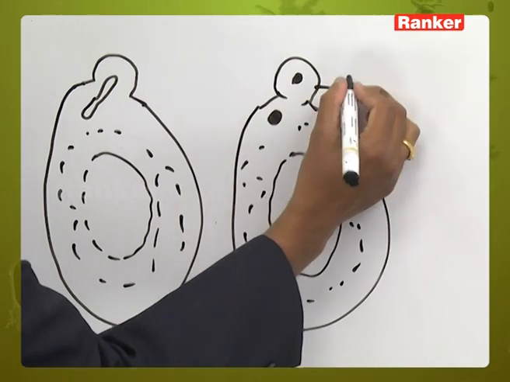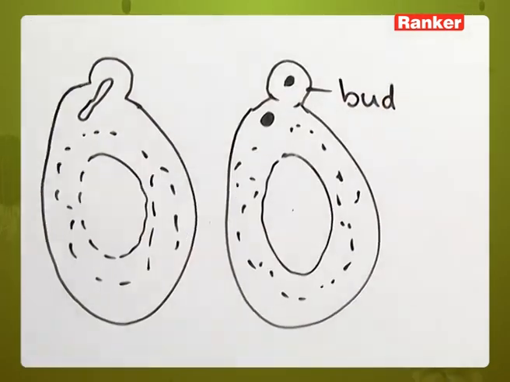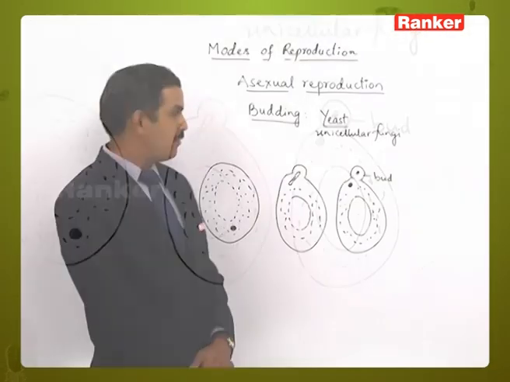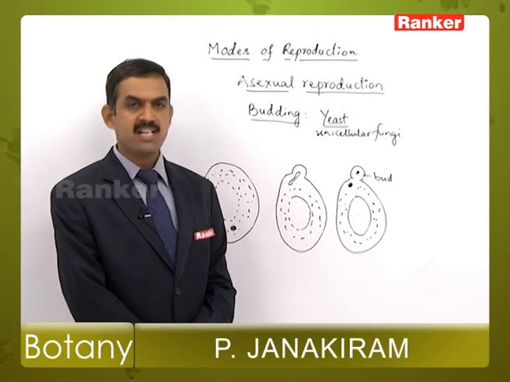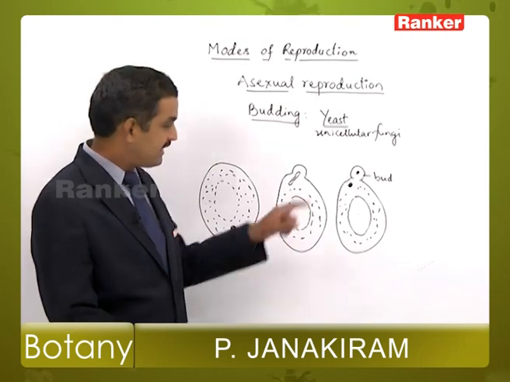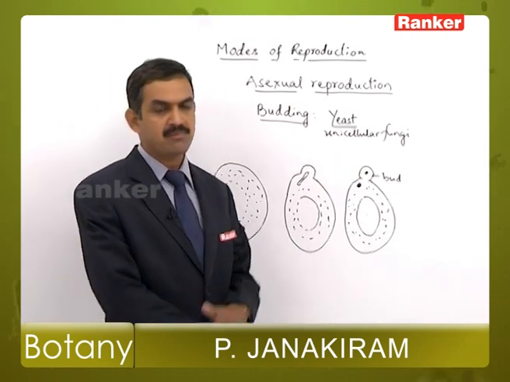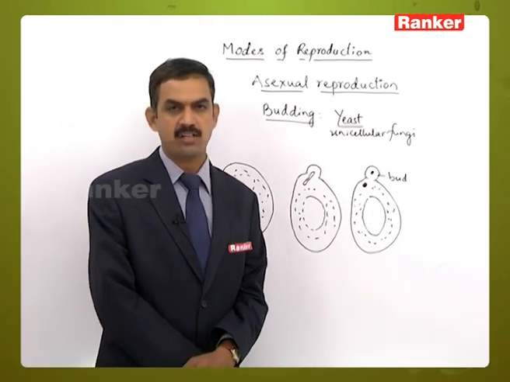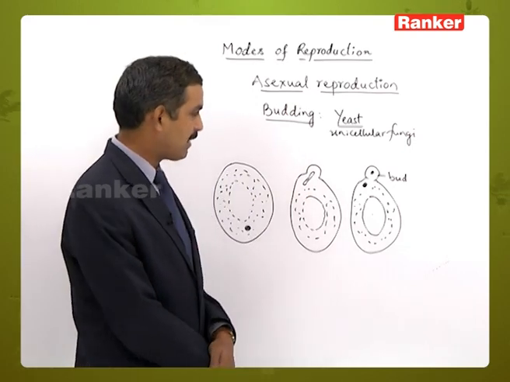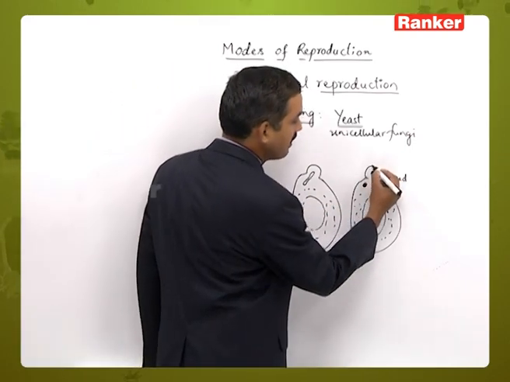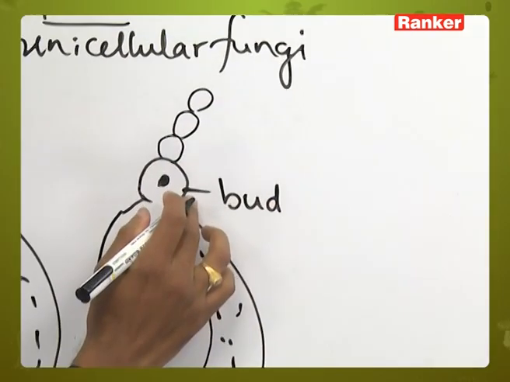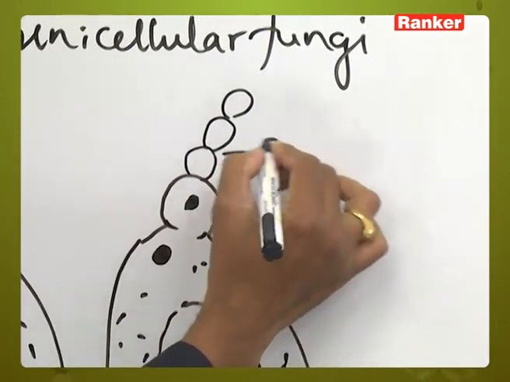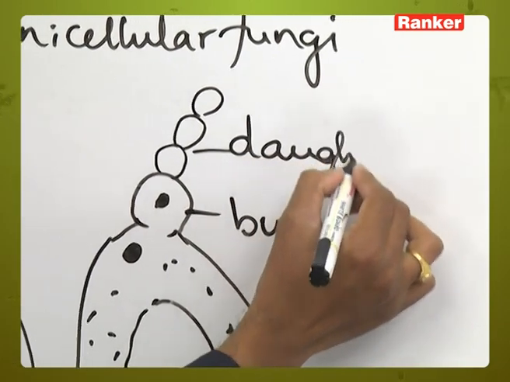And this structure is called a bud. Sometimes a single bud may be formed on the parent yeast, or sometimes many buds may be formed, and each bud will separate from the parent and develop into a daughter organism. But sometimes each bud will produce many small buds on it. So, each bud will produce daughter buds.